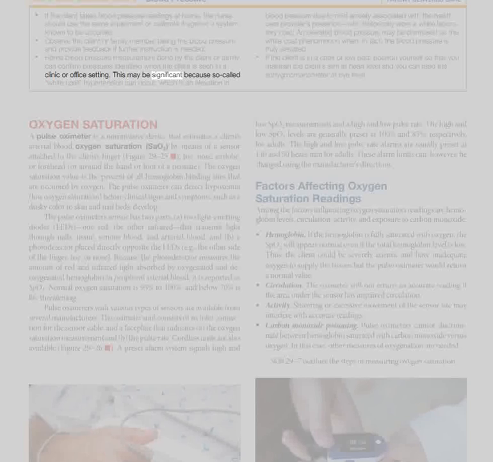This may be significant because so-called white coat hypertension can occur, which is an elevation in blood pressure due to mild anxiety associated with the healthcare provider's presence, who historically wore a white laboratory coat. An elevated blood pressure may be dismissed as the white coat phenomenon when, in fact, the blood pressure is truly elevated. If the client is in a chair or low bed, position yourself so that you maintain the client's arm at heart level, and you can read the sphygmomanometer at eye level. Patient-centered care.